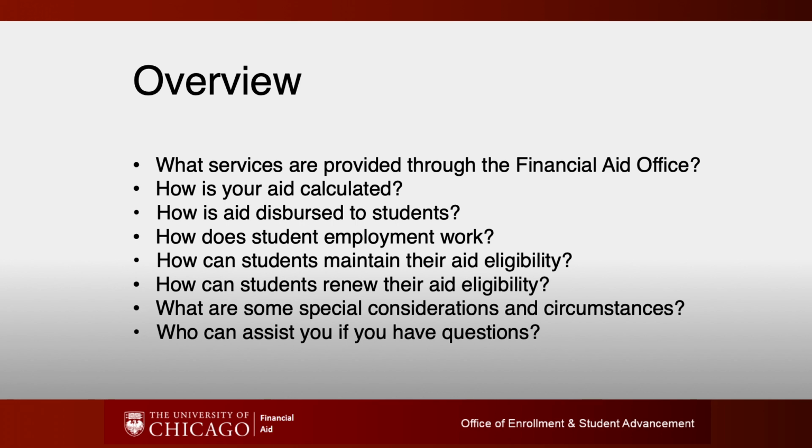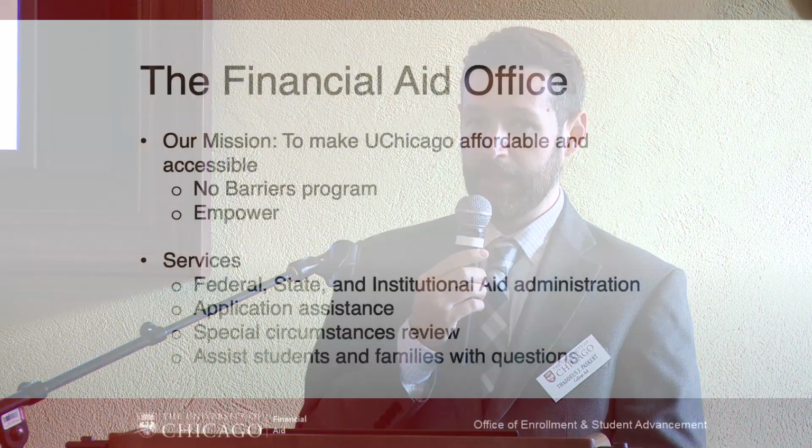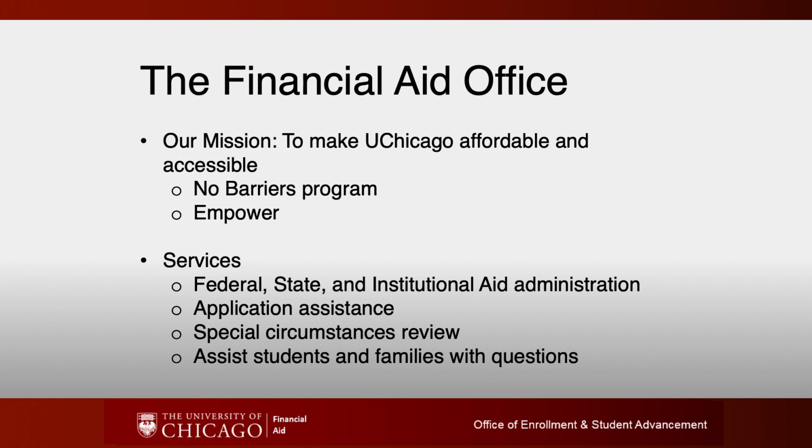and then who can assist you if you do have questions. So our office's mission is to make the education here as affordable as possible. We strive to meet 100% of a family's demonstrated financial need, and we'll talk about how that works in a little bit. But two programs of note, our No Barriers program, which I'll talk about in a second, and the Empower program are both very generous aid programs that strive to make larger commitments to students over the course of the 4 years here, as opposed to just 1 year at a time.